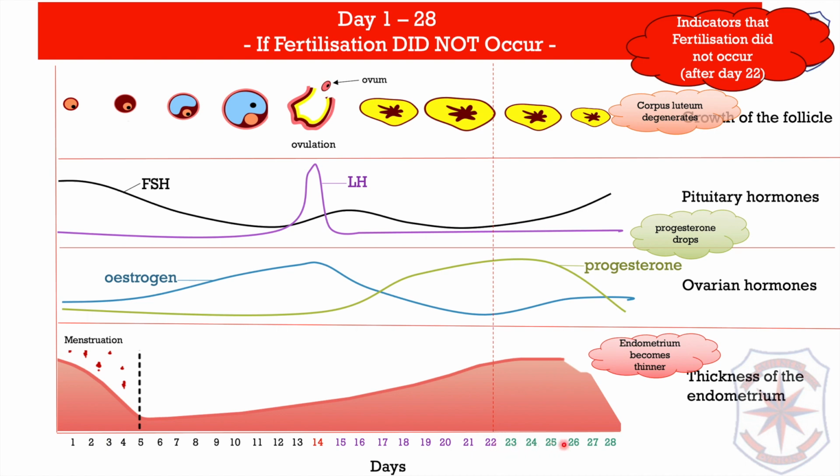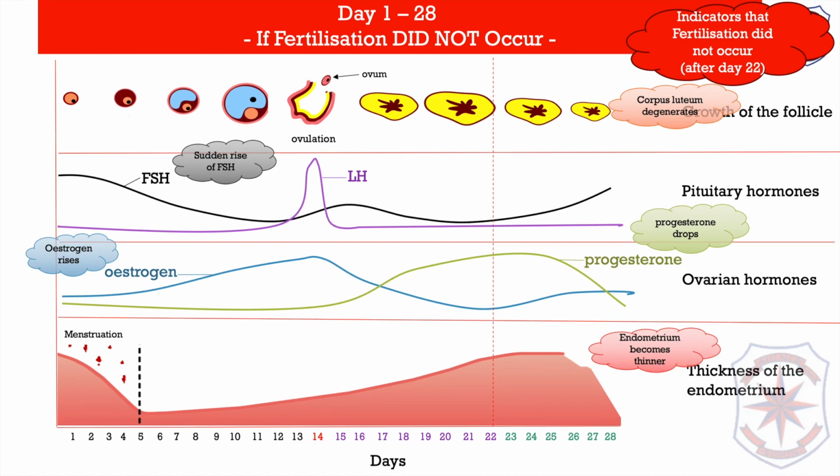Your third indicator, any day after day 22, so it can be day 23, 24, 25, 26, 27, or 28, any day when the endometrium becomes thin, it means fertilization did not take place. And then lastly, any day after day 22, when you see a slight rise in estrogen levels, and a slight rise in FSH levels, you must know that fertilization did not take place. This may be an exam question, guys, so please note these indicators.